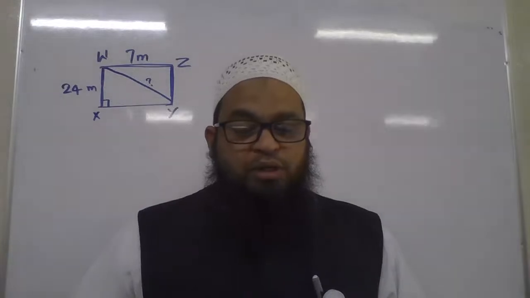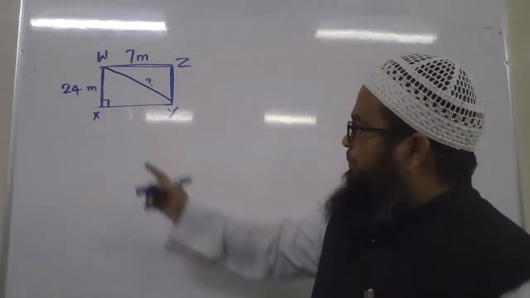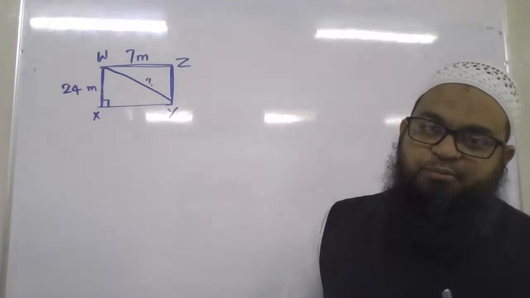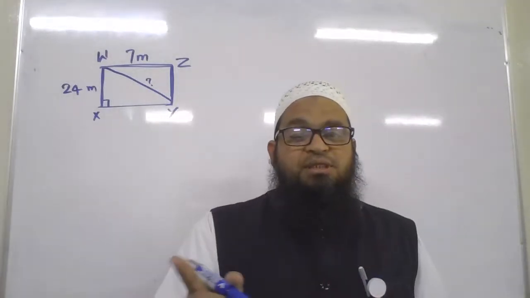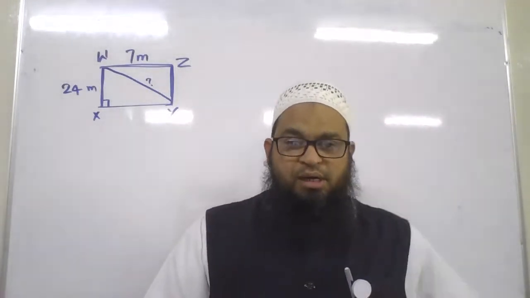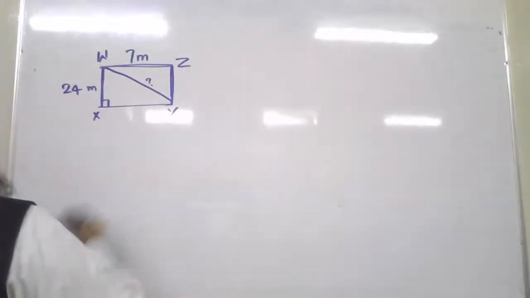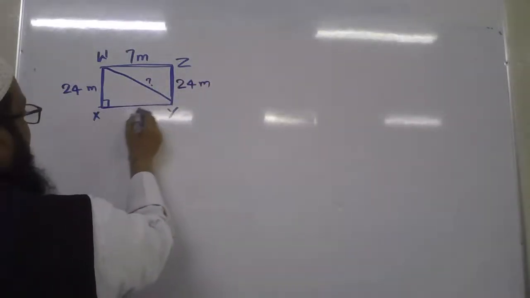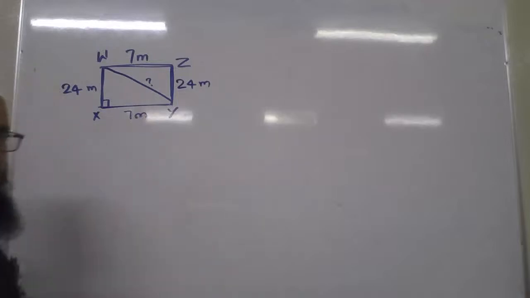Anyway, so what is it now? You have to find WY. What are the properties of a rectangle? In a rectangle, opposite sides are equal, right? So if this is 24, what will this be? This is also 24 meters, and this is 7 meters. Is it right?